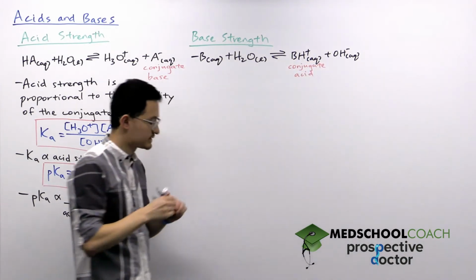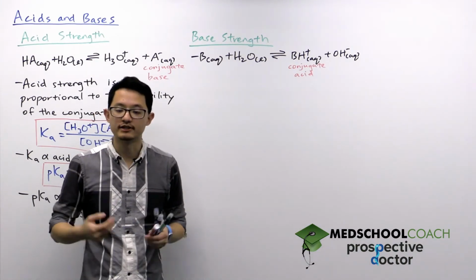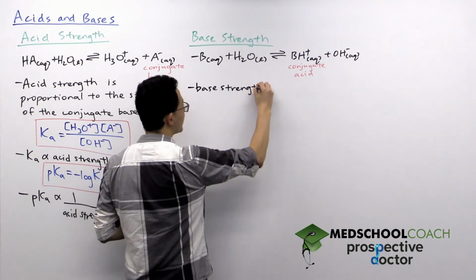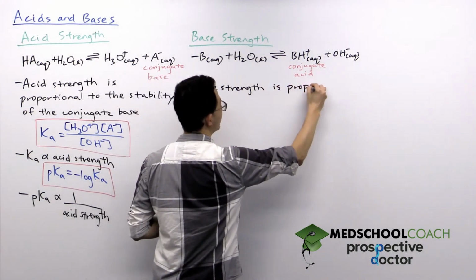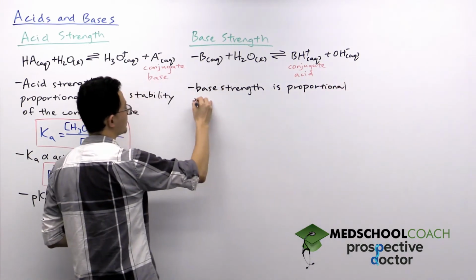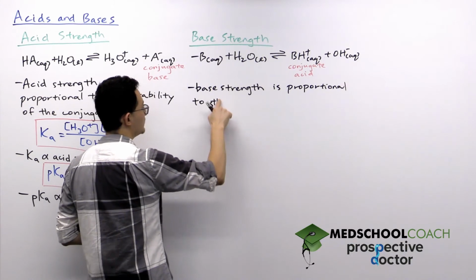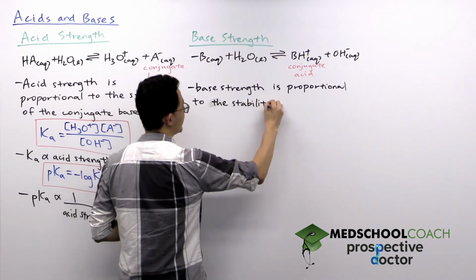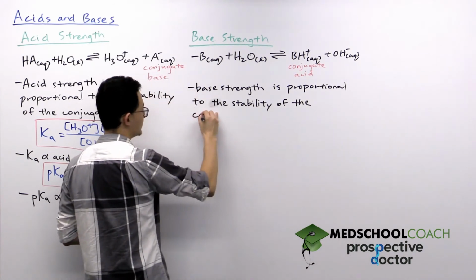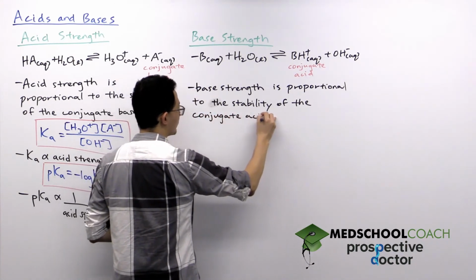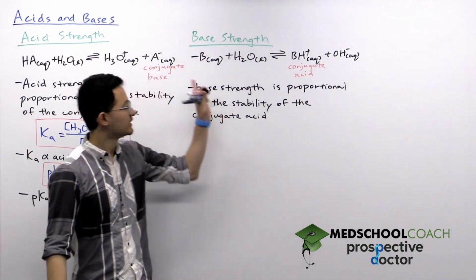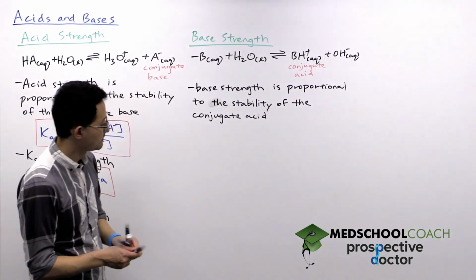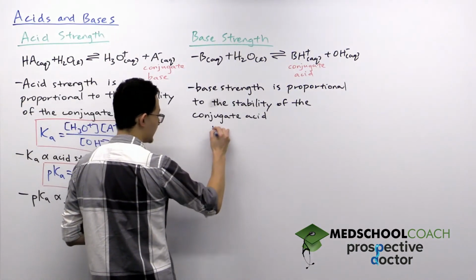And very similarly to acids, the conjugate acid is very important for determining the strength of the base. Specifically, we say that base strength is proportional to the stability of the conjugate acid. All right, so the more stable the conjugate acid, the more this reaction can proceed, which means more protons are accepted, stronger base.